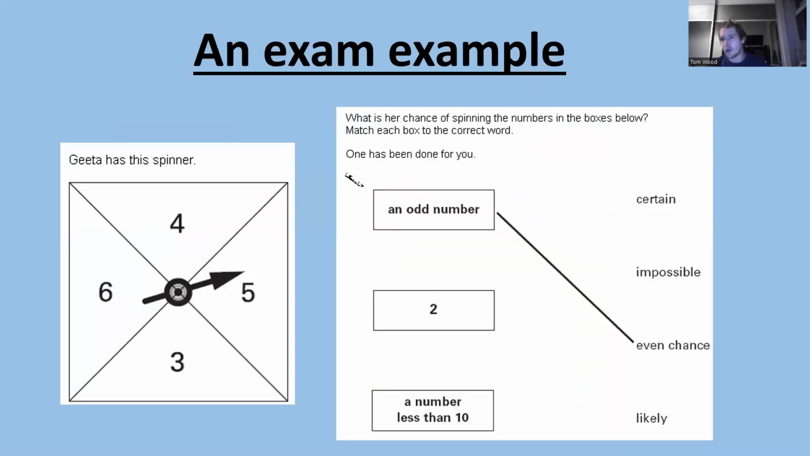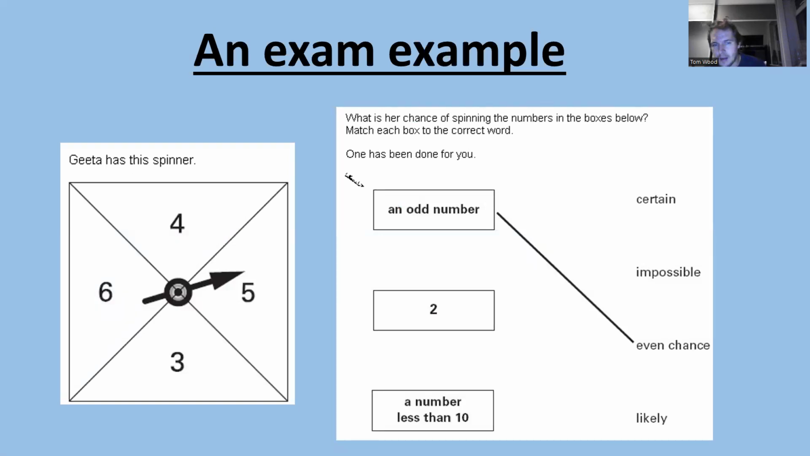Okay, in regards to an exam style question, what this might look like, and this is kind of looking at a level 1 exam paper. It was from a different exam board, but again, very, very similar. We could get something like this. So we have Geeta has a spinner. People love spinners, apparently. I don't know why, but they're always kind of present here. So Geeta has a spinner, and it's got these 4 numbers on it. What is her chance of spinning the numbers in the boxes below? Match each of the boxes with the correct word. One has been done for you.